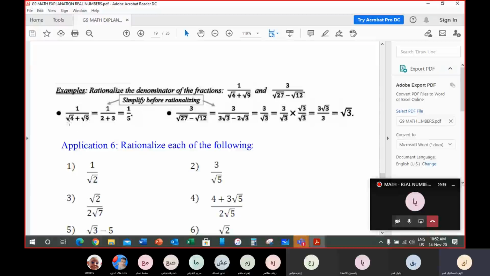No, we simplify first. Radical 4 is 2 and radical 9 is 3. Then 1 over 2 plus 3 equals 1 over 5, and the denominator is rationalized.